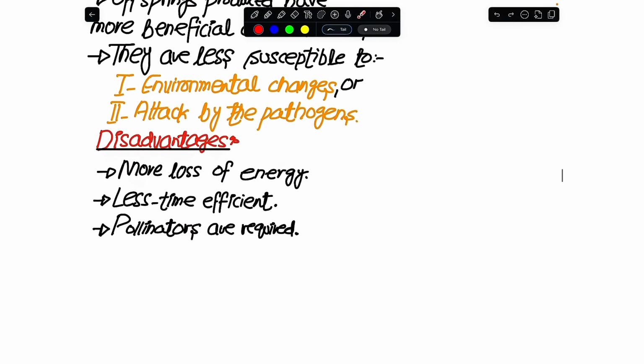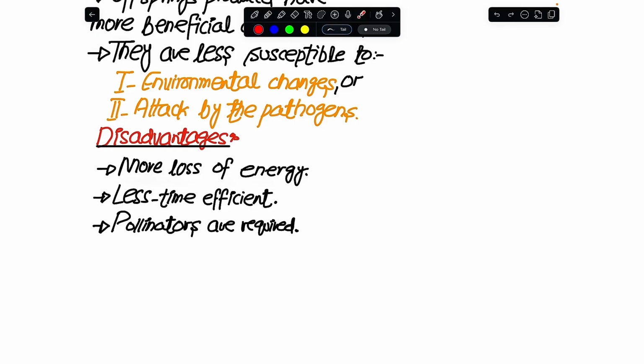If I talk about the disadvantages, there is more loss of energy in terms of the loss of pollen grains. It is also less time efficient. The reason is that I am transferring the pollen grain from one flower to a different flower on a different plant, but of the same species, and I am relying on a pollinator, so it would take more time.